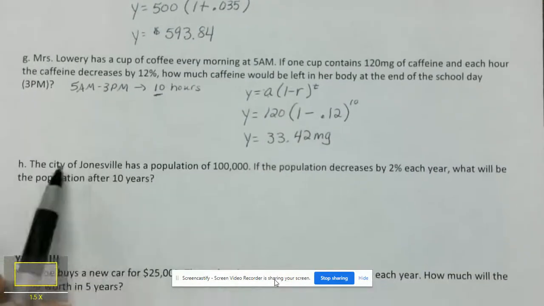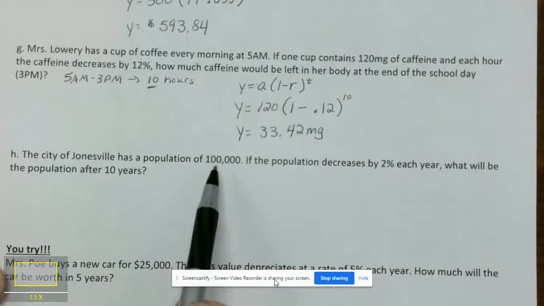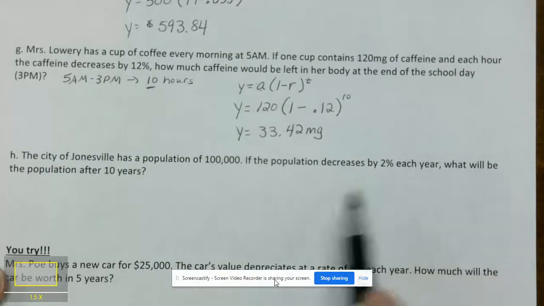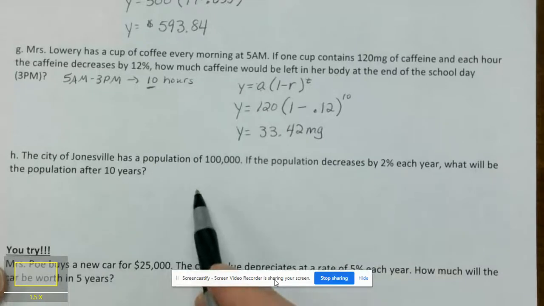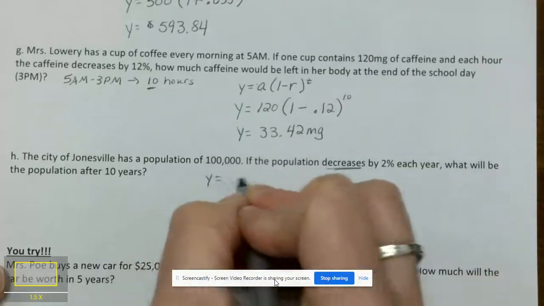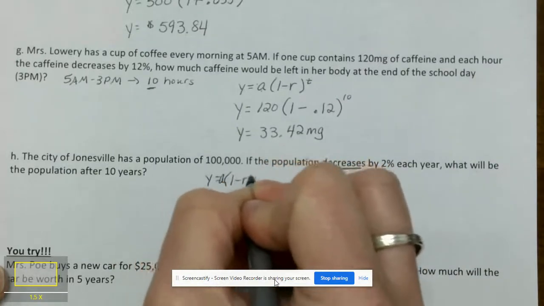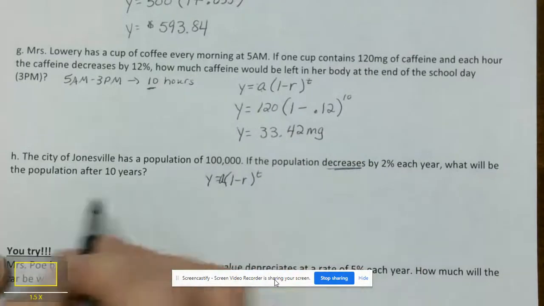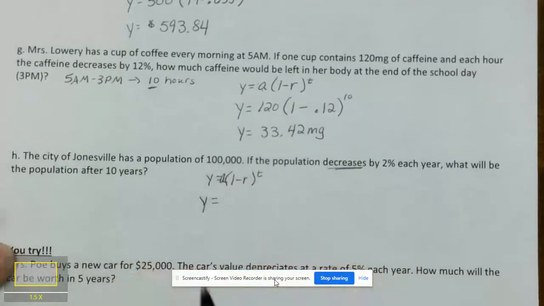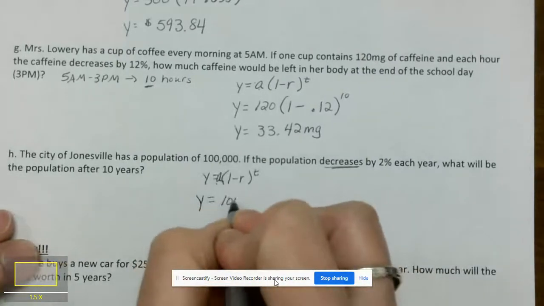Okay, let's look at H. The city of Jonesville has a population of 100,000. If the population decreases by 2% each year, what will be the population after 10 years? Okay, so decreases, that's your key that you're going to use. Y equals a times 1 minus r to the t. Okay, I'm looking for the population after 10 years, so that y is what I'm looking for. A is your initial population, which was 100,000.